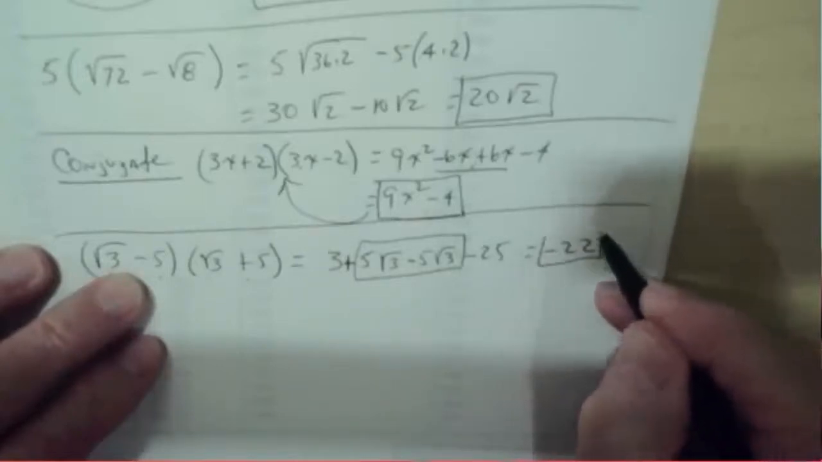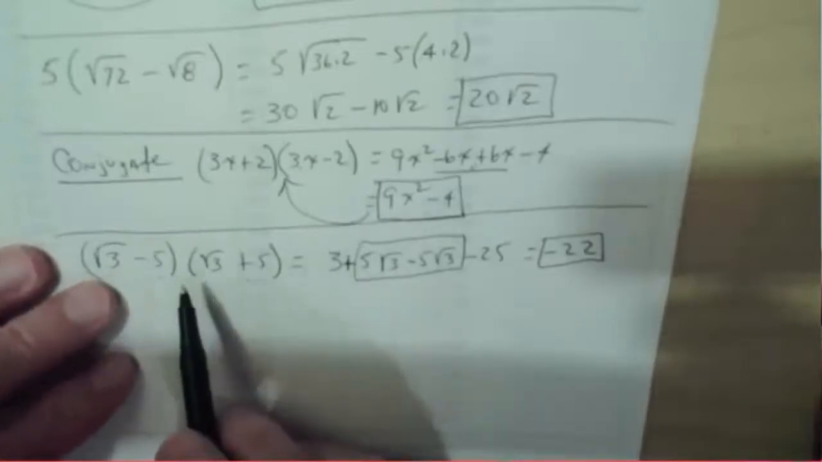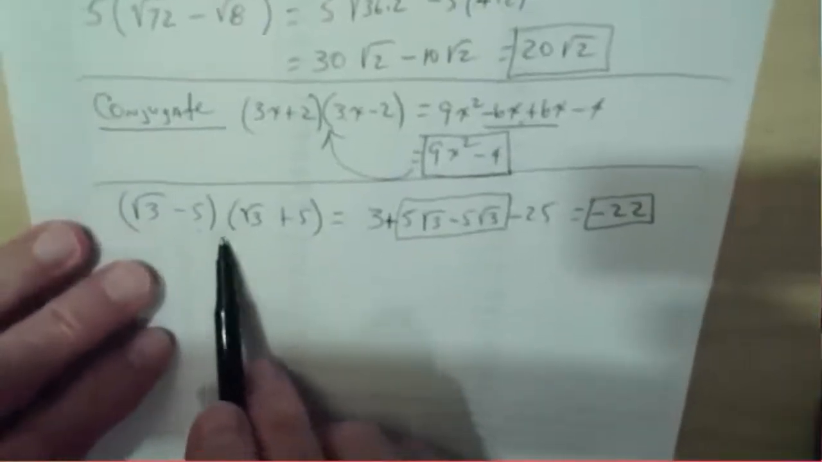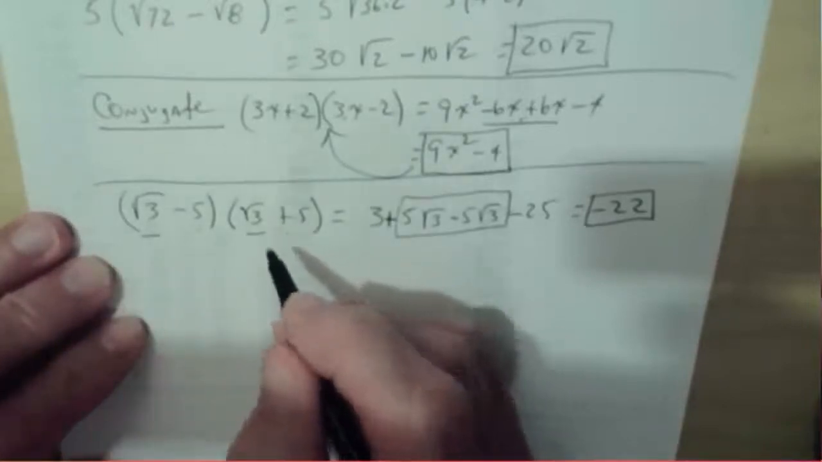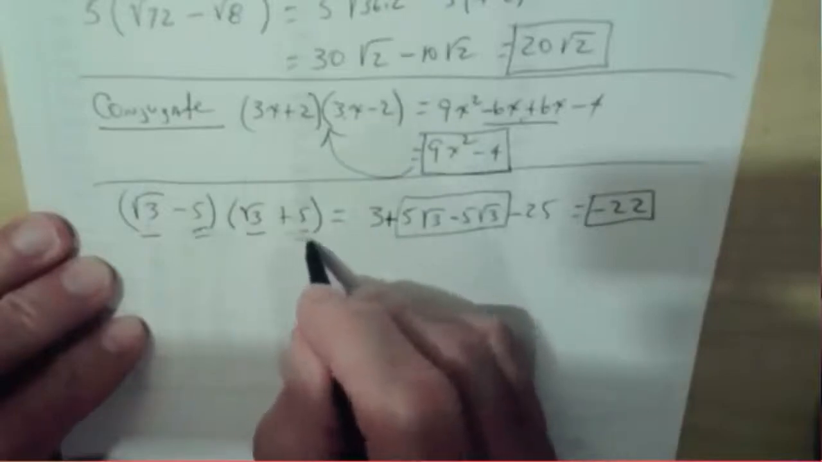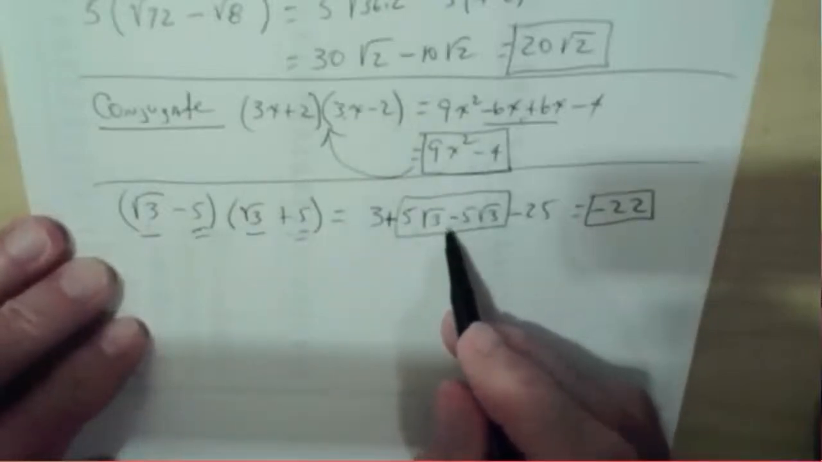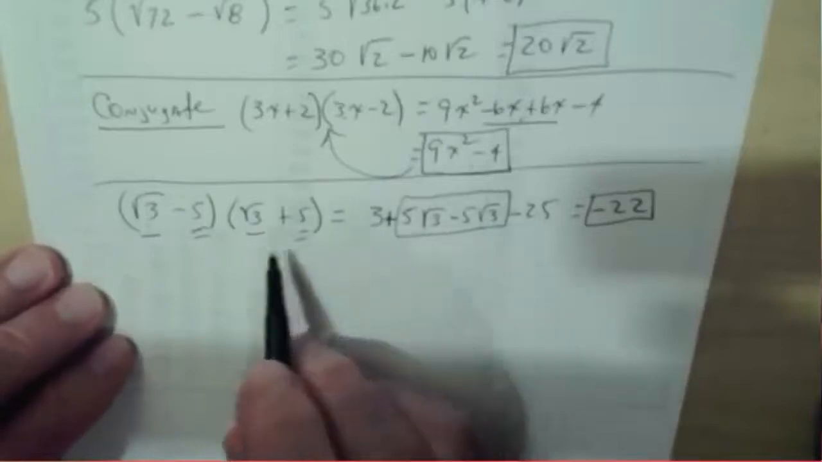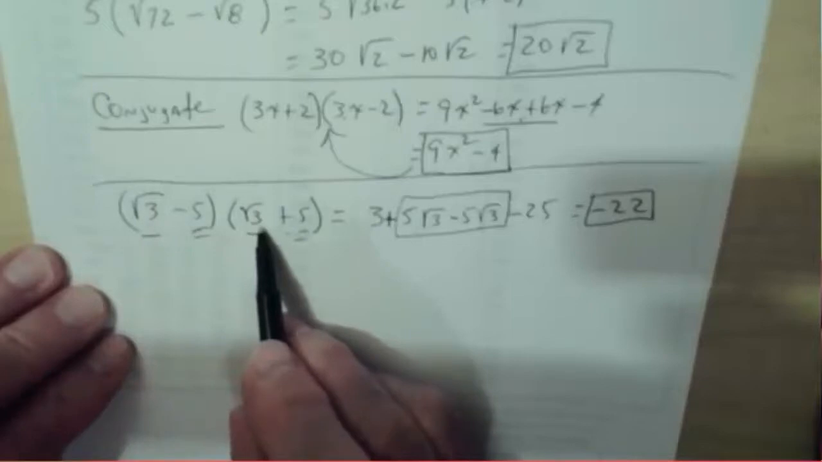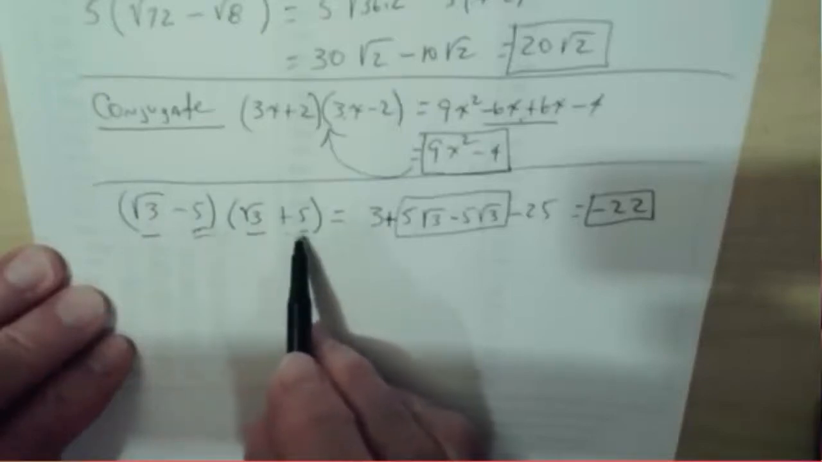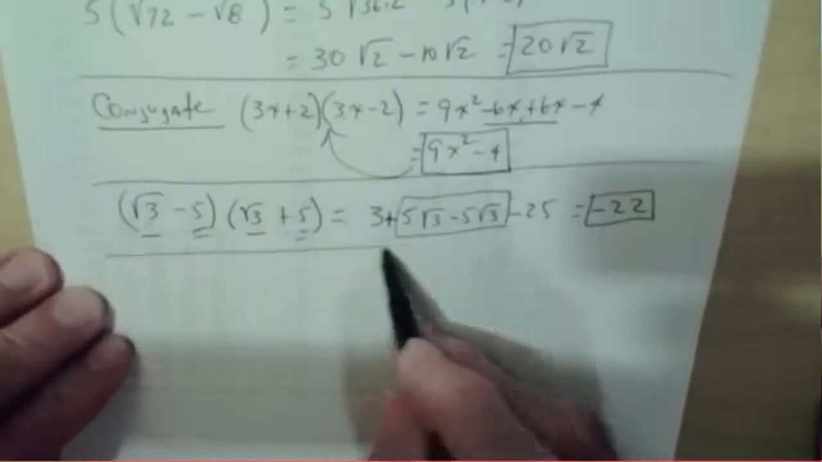Now look, what you can do if you recognize the fact that these are conjugates, really all you have to do is multiply this number times this number and that one times that one. Because remember, the linear terms get eliminated. So if you see that it's a conjugate, just multiply the first numbers and the last numbers. Okay?